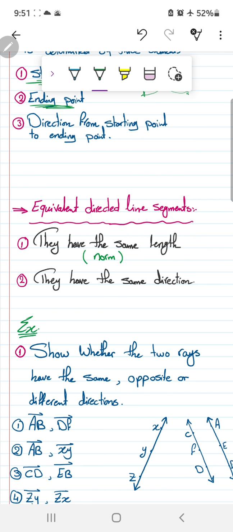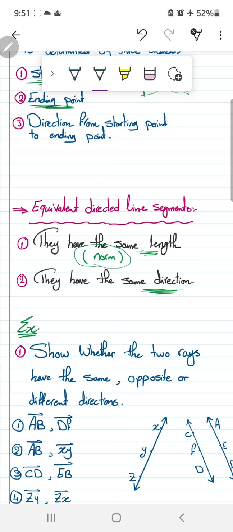To set two directed line segments equivalent, we must have two conditions. They must have the same length or the same norm, and they must have the same direction.